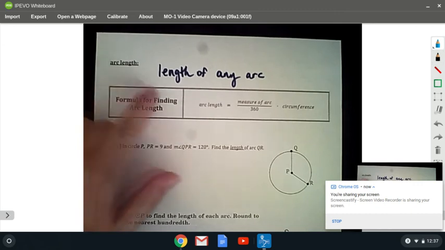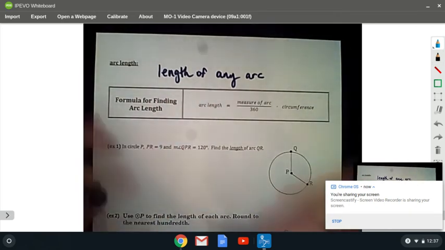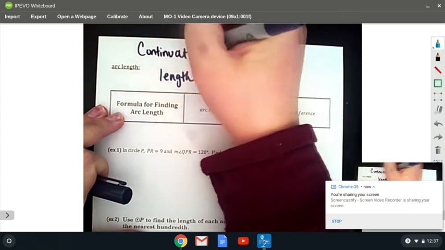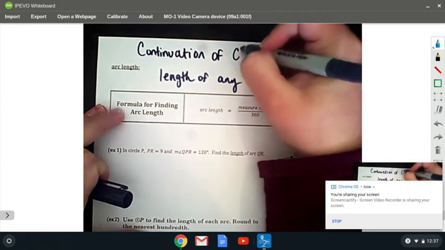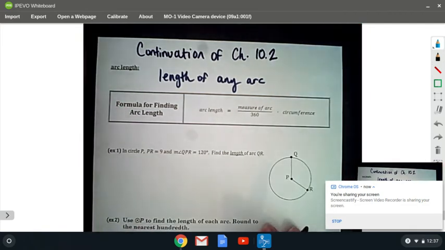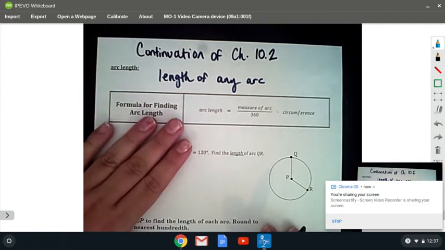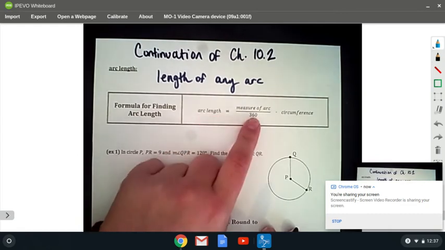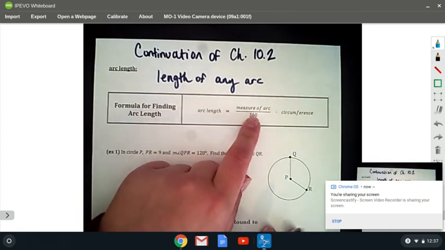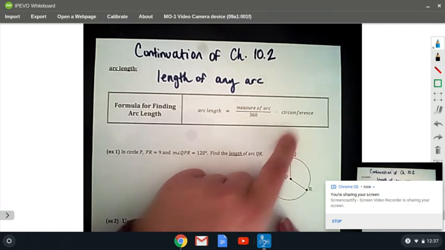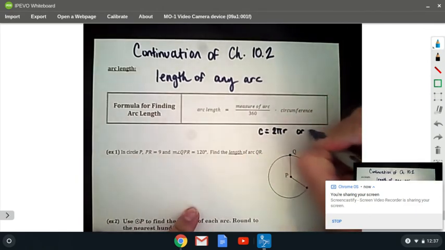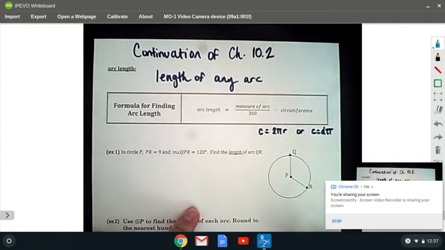So arc length is just the length of any arc. And like I said, this is a continuation of chapter 10.2. A formula for finding arc length is that arc length equals the measure of your arc, which is what we just talked about, divided by 360 times your circumference. Just remember that circumference here is 2 pi r or d pi.